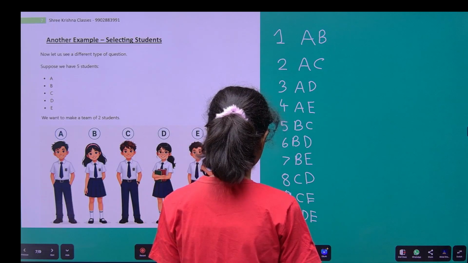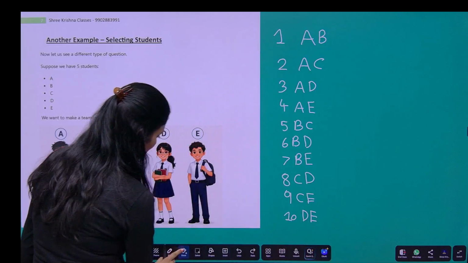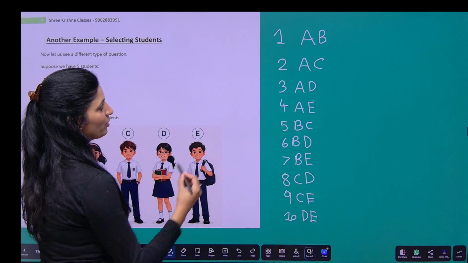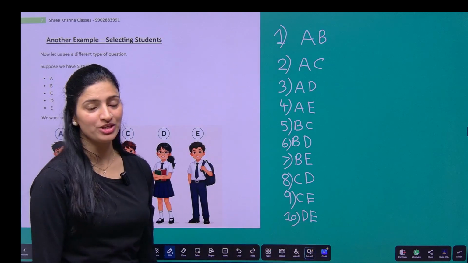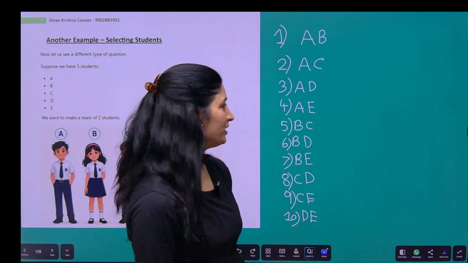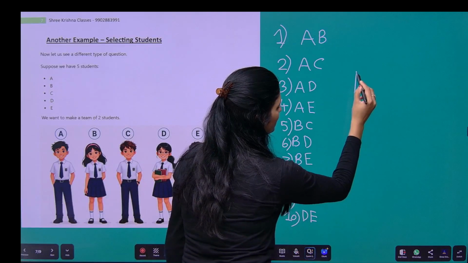Okay. Thank you. So she has written that total 10 combinations are possible. And she is correct. Actually, these 10 combinations are possible for making the team. Okay. Now let's go for the general formula.